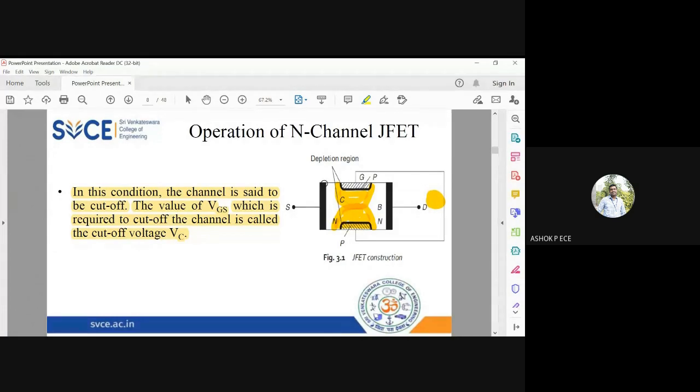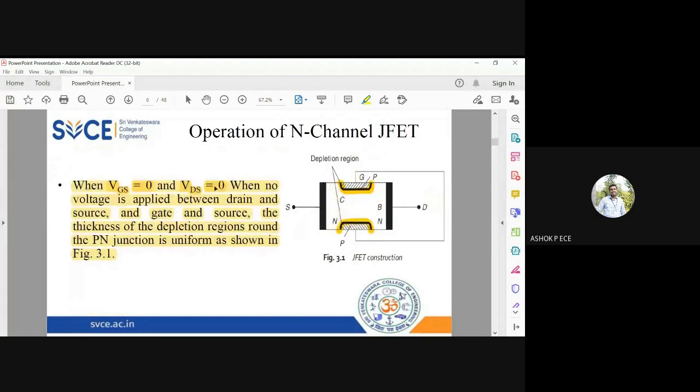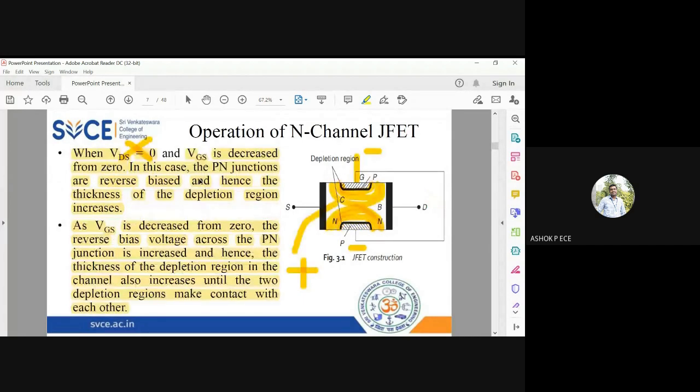Things are clear to everybody? The first case is simple. Both the voltages are zero, only the depletion region is formed. Or I am going to make my gate more and more negative. In that case, the depletion regions will meet, causing what is called the cutoff condition.